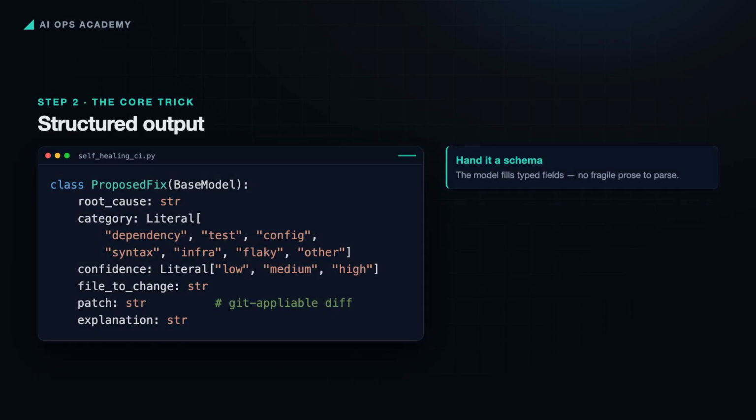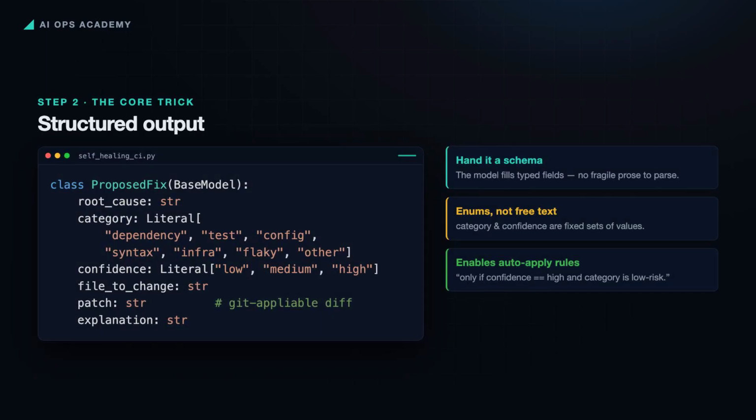Here's the core trick that makes this reliable: structured output. Instead of hoping the model writes nicely formatted text, we define a schema, a Pydantic class that describes exactly the fields we want: root cause, category, confidence, the file to change, a patch, and an explanation. Notice that category and confidence are not free text, they're fixed sets of allowed values.